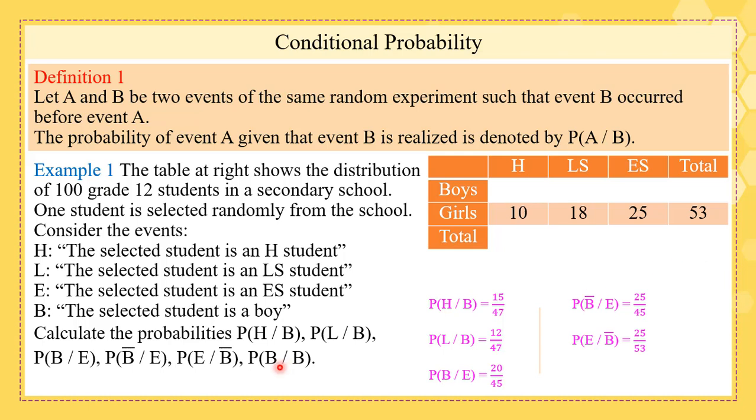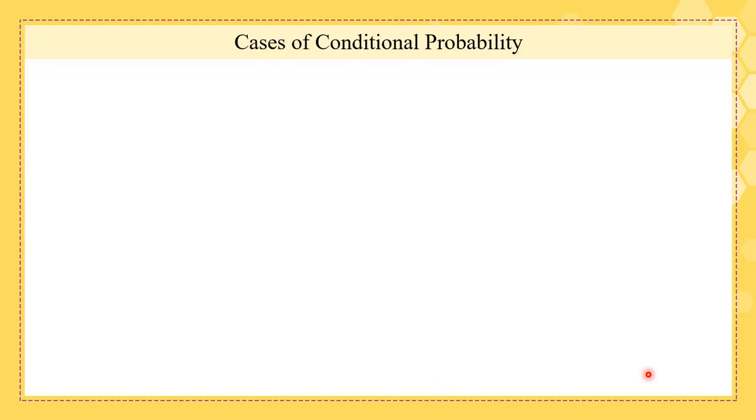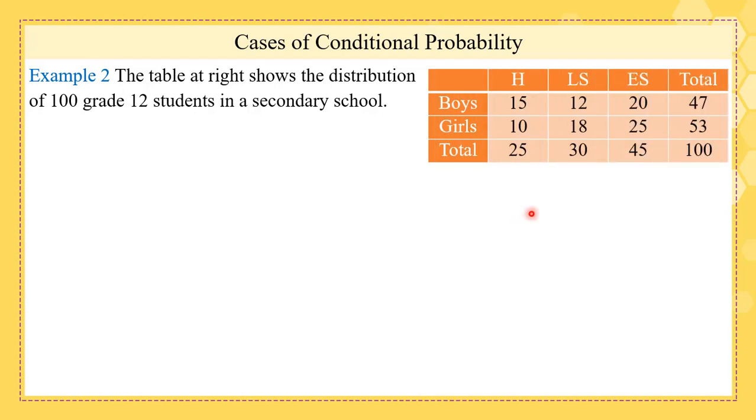And finally, the probability of B given B. In this case, we have to come to the boys section, which is the first row in this table, and we need to calculate the probability of selecting a boy. It will be the probability of a certain event, which is 1. Now let's see this example. We are still talking about the same table.